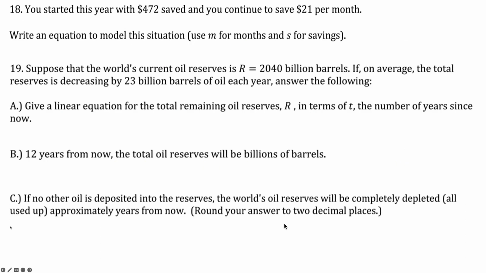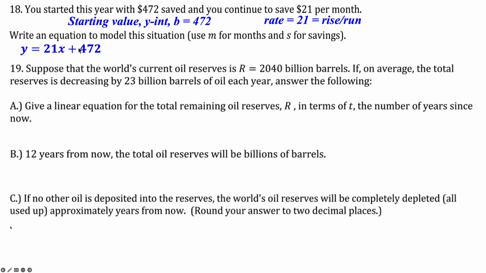18, you started this year with $472 saved, and you continue to save $21 per month. Write an equation to model this situation. Again, here's your starting point. That's your b value. There's that word per. That's your rate. That's your slope. So my equation will be y equals 21x plus 472.